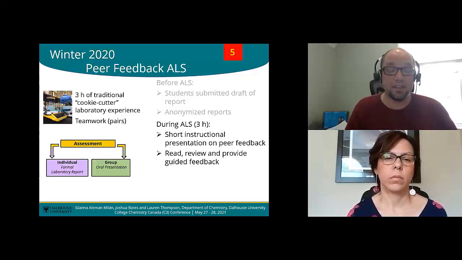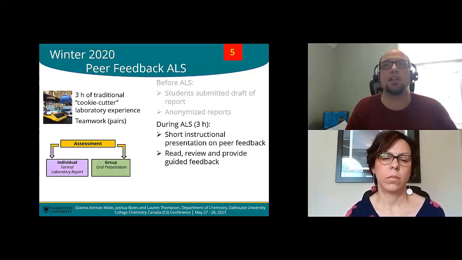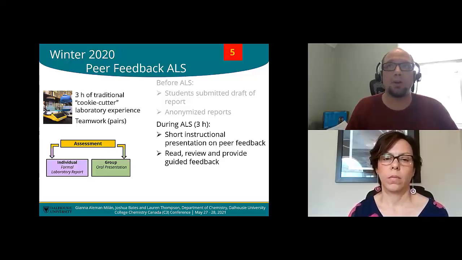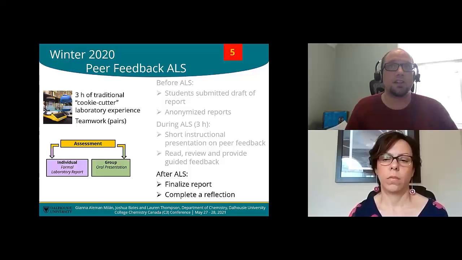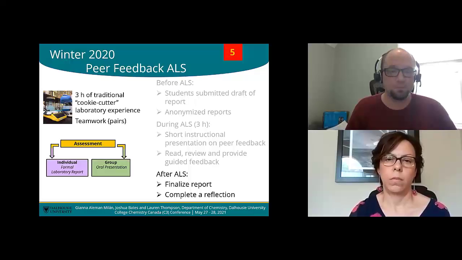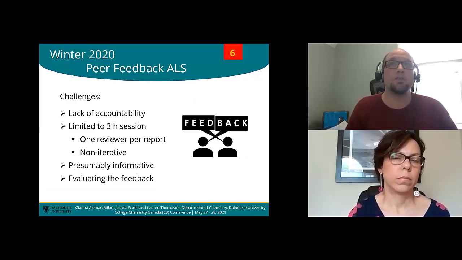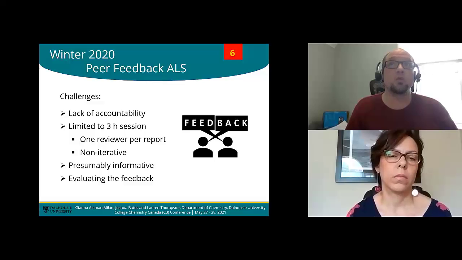The session itself involved a presentation on providing feedback, and then students were provided the remainder of the 3-hour lab period to read, review, and then provide guided feedback. After the active learning session, I read through the feedback forms, summarized key common issues, and then sent out both the specific and general feedback to the students. Students were asked to submit a reflection questionnaire with their final report. So based on student feedback and our own observations, the sessions were productive, but there's definitely room for improvement.